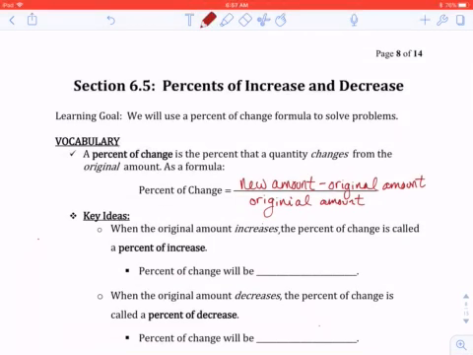It's just the percent that a quantity changes from the original amount. So for the formula, all we have to do is take the new amount, subtract the original, and then divide it by the original amount of whatever we're talking about. Now, since we are talking about percent of change, it can either be an increase or a decrease.